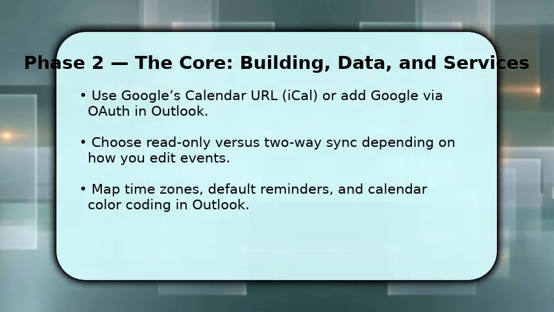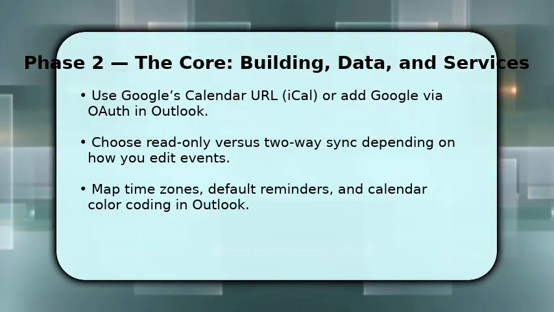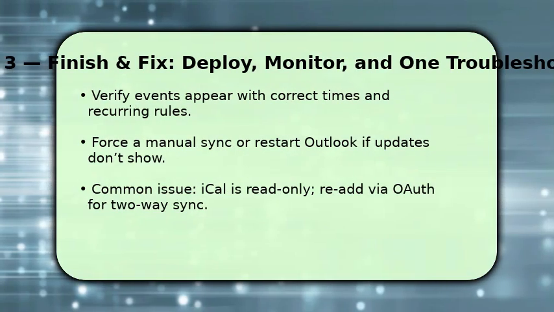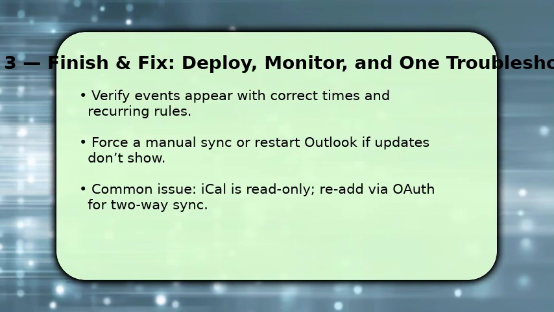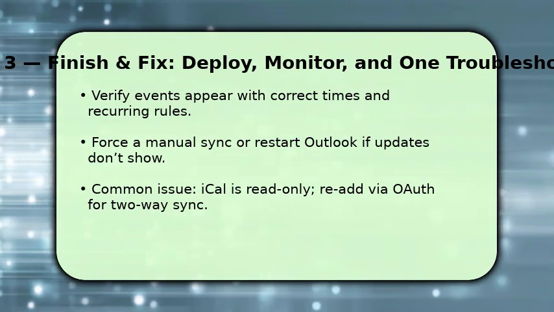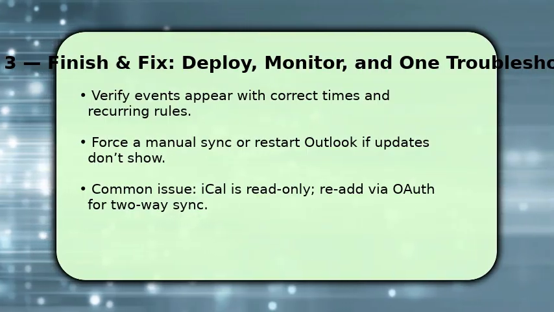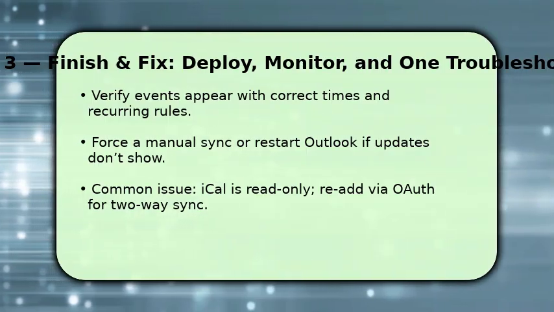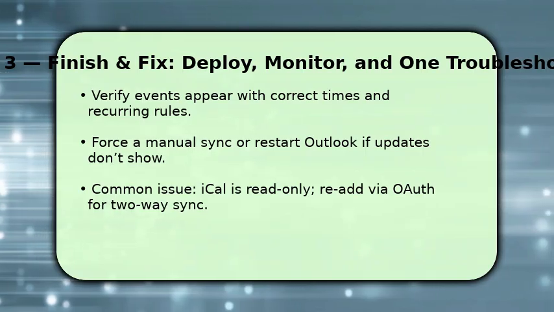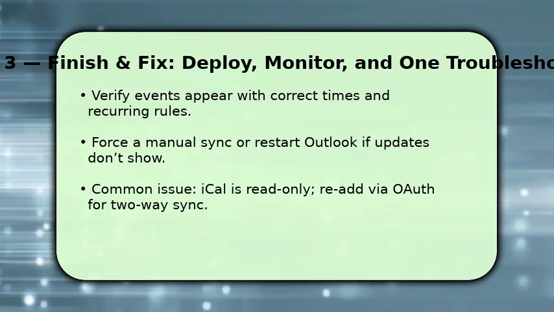Once configured, to finish, confirm that events imported correctly. Check times, recurring rules, and attendee status so your calendar remains reliable. If updates don't appear, force a manual sync or restart Outlook. Sometimes caches block new entries, so clearing the Outlook cache can help. Make sure edits propagate the way you intended.